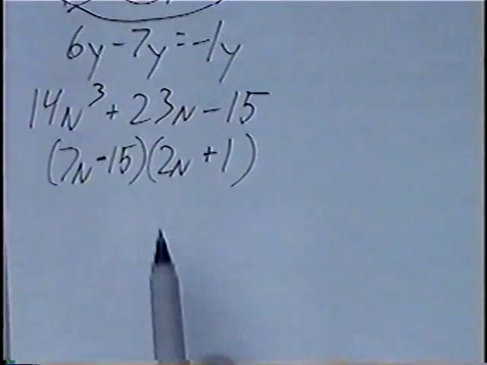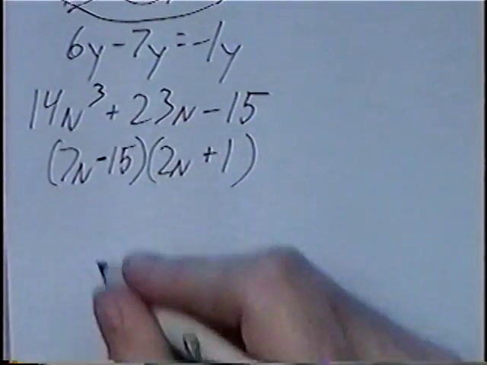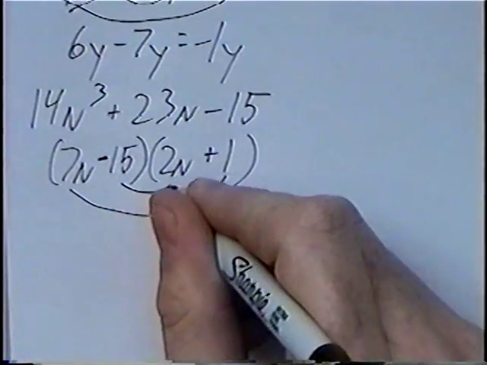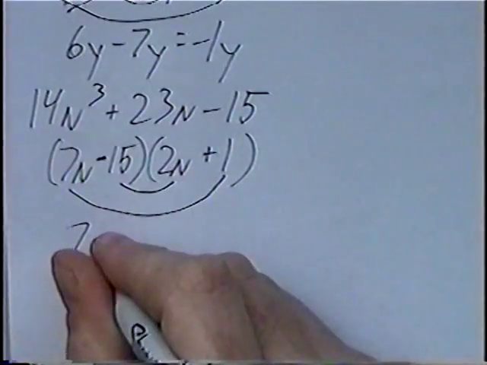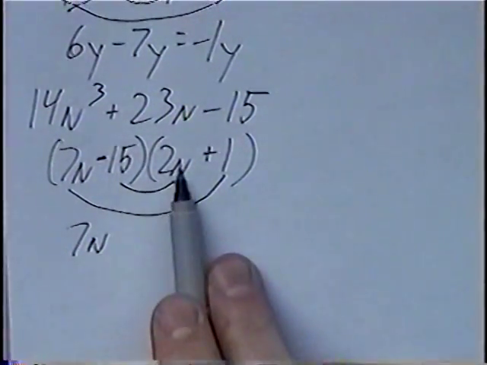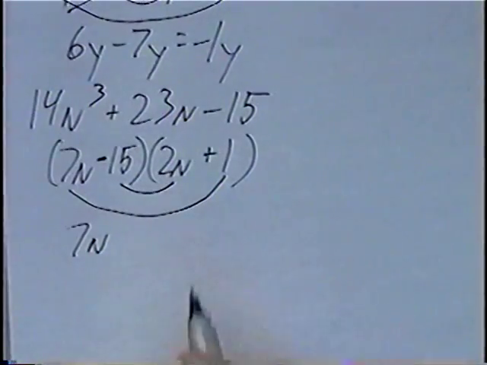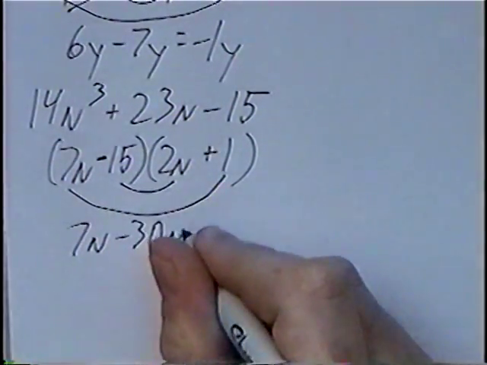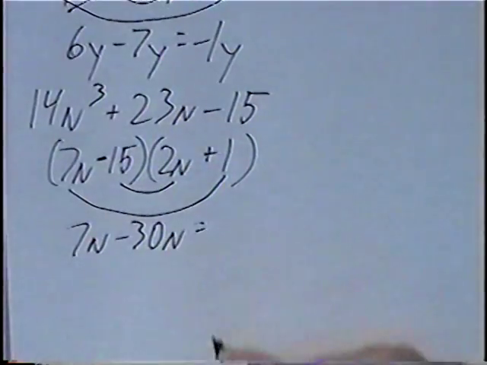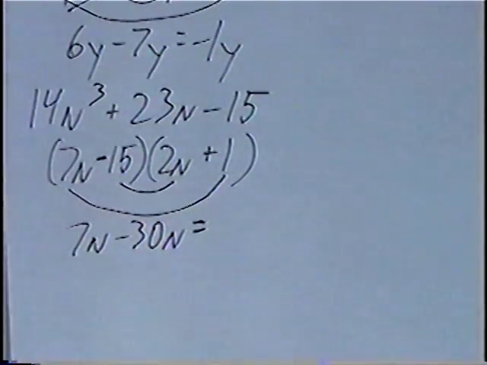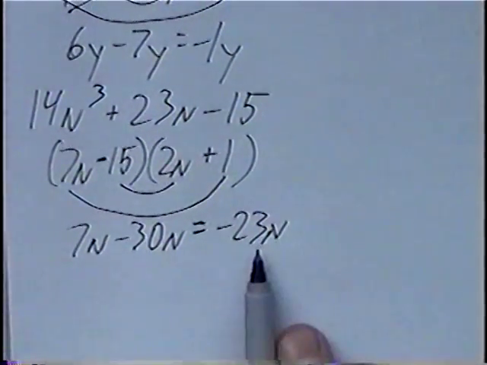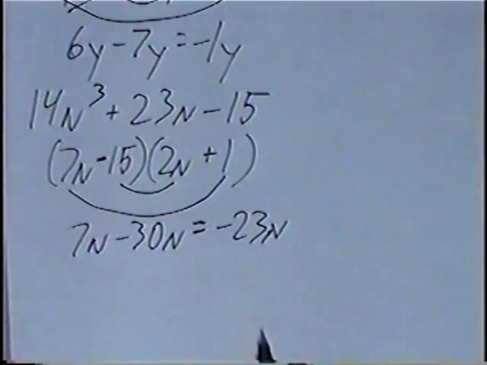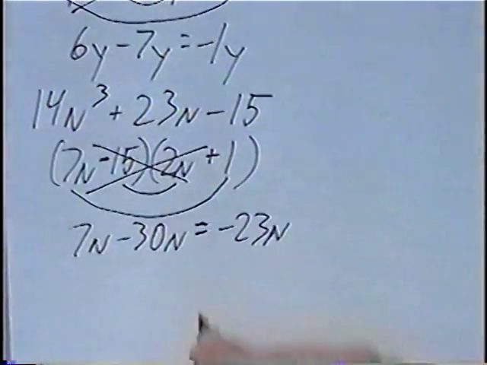To check and see if it matches up, this time it has to add up to 23n when we multiply the outside terms and the inside terms. 7n times a +1n would be 7n, and -15 times 2n would be -30n. Combining these, 7n minus 30n would be -23n. -23n is not the same as +23n. So if it's not exactly the same, this answer does not work out.